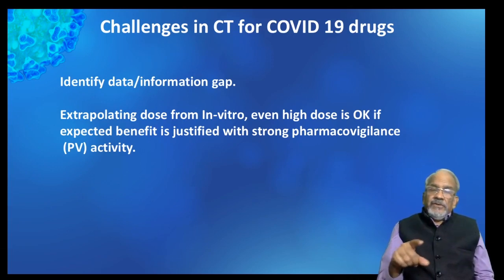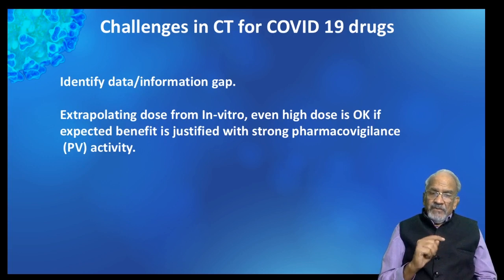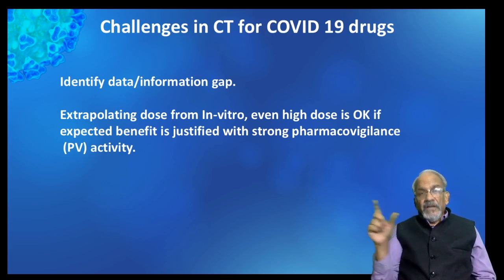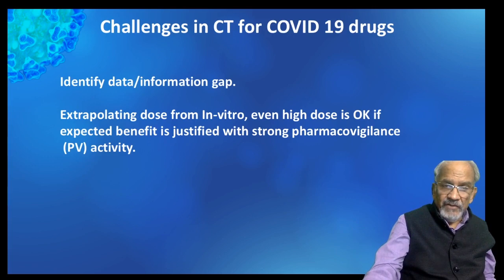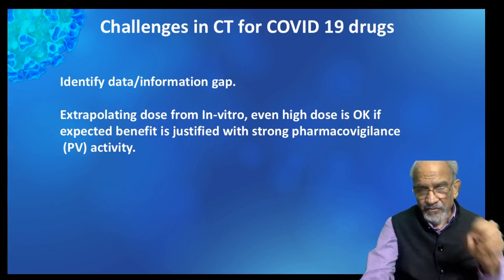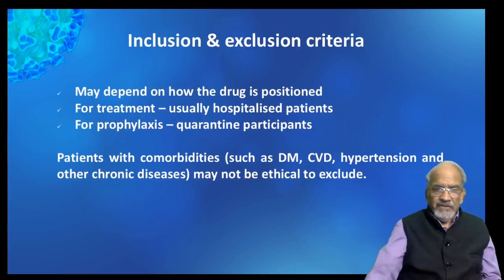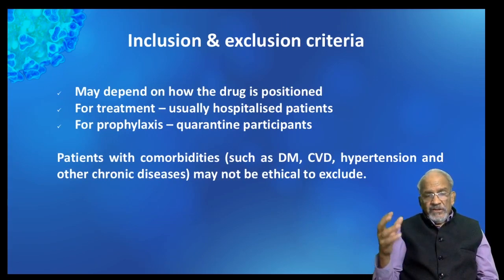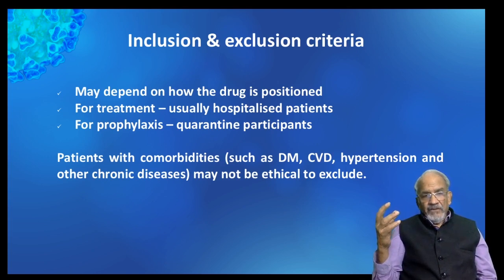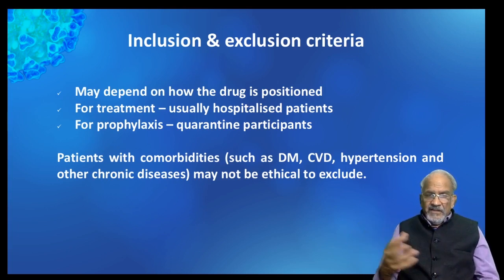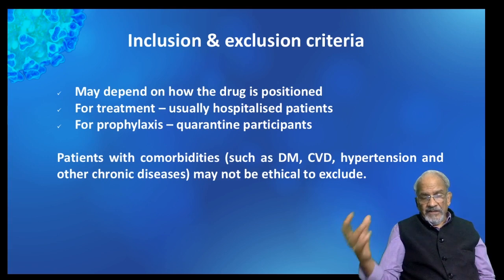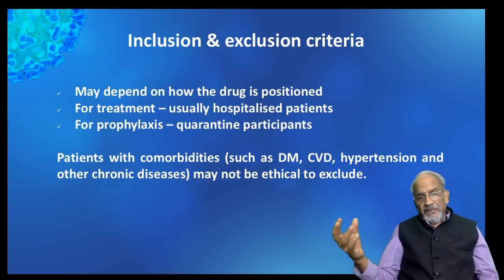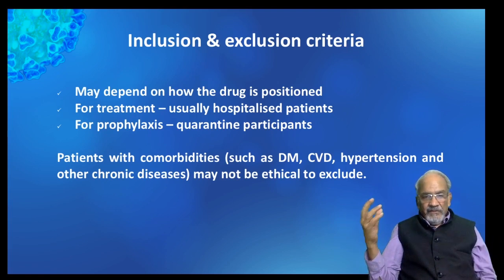In such a situation, it is sometimes acceptable to use even a high dose, whereas otherwise the situation is different. It is justified, provided that in such a case where you are using a high dose, strong pharmacovigilance activity is done. Inclusion and exclusion criteria are very, very different, particularly if it is for treatment purposes. Usually it is hospitalized patients. For prophylaxis, it can be quarantine either at home or elsewhere, and if this is quarantine, then artificial intelligence or proper documentation and record keeping by mobile app is an in thing.